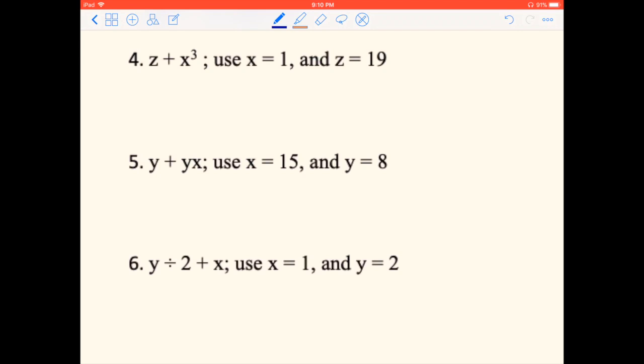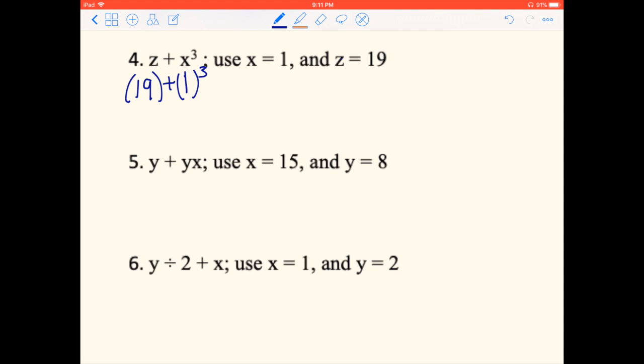Let's go ahead and look at these examples. It says v plus x cubed, use x equals 1 and z equals 19. With these, we're going to, again, start by putting our parentheses in, replacing each of those variables with parentheses. And then we're going to use the number associated with each variable in the parentheses. So x equals 1, so where that x was, we're going to put a 1. And where the z was, we're going to put a 19.